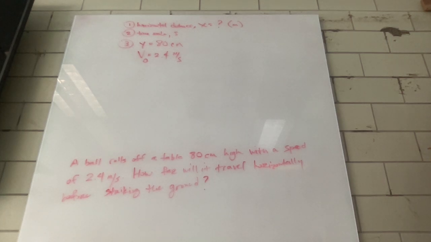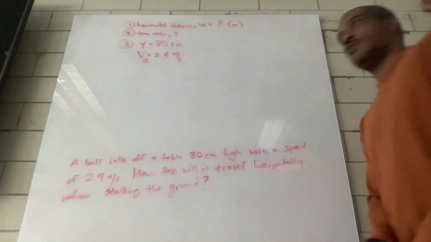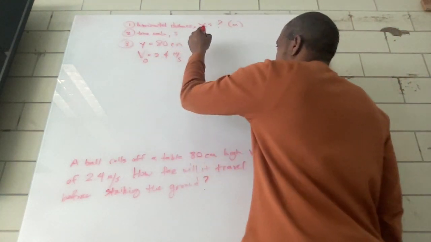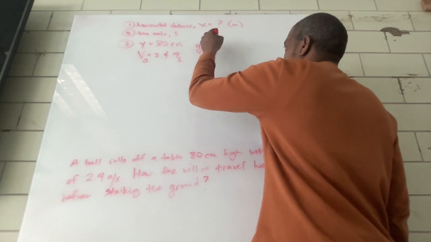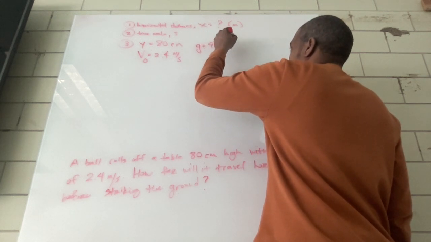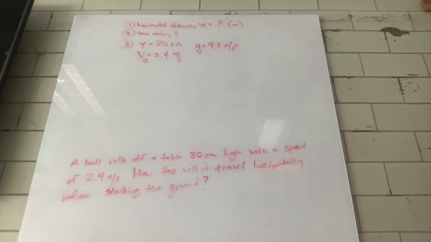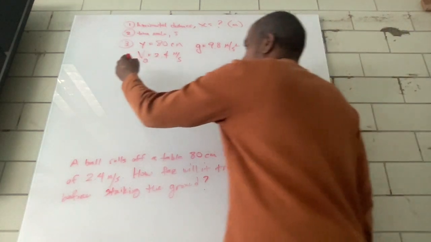Wait, we got something. We got gravity, right? We're coming off of a table, so it's going to be affected by gravity. So step 4 is to do what?